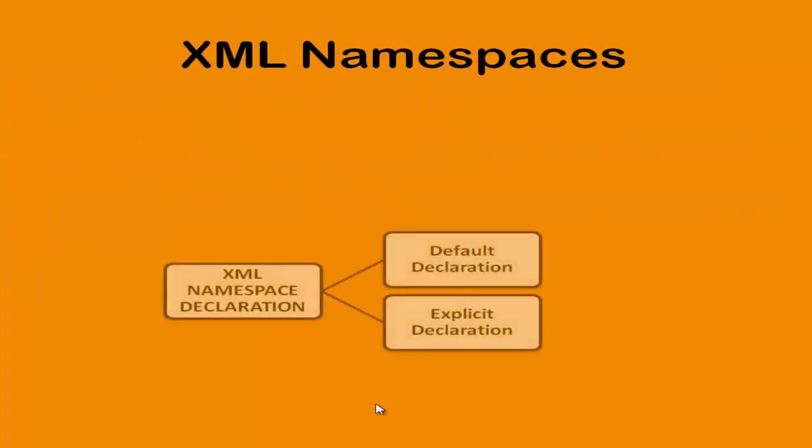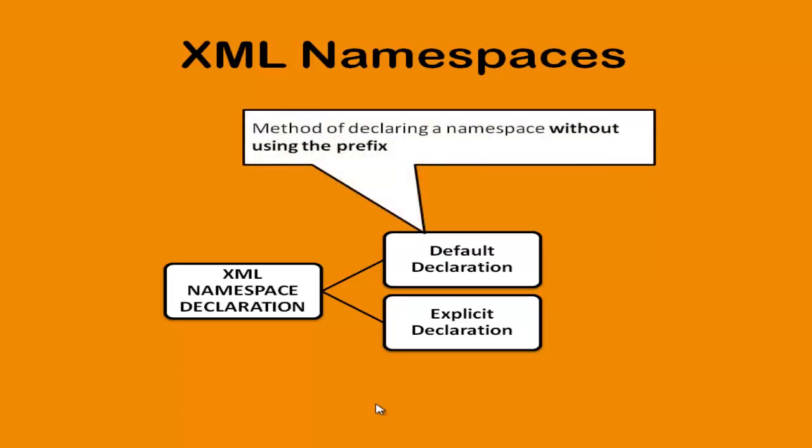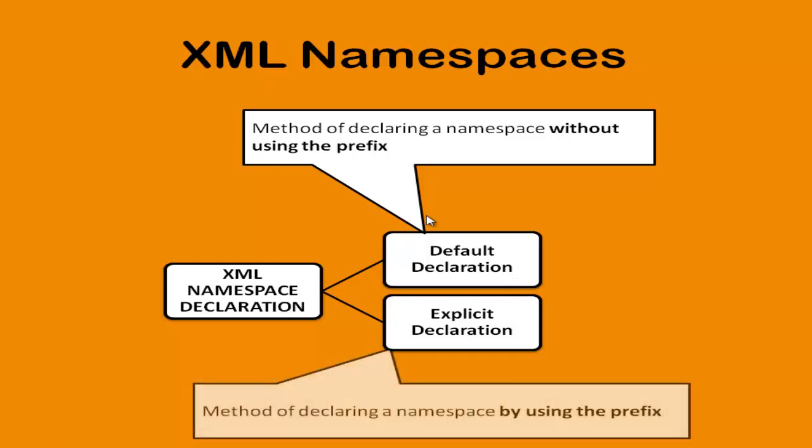Namespaces can be declared in two different ways: default declaration and explicit declaration. What is a default declaration? If you declare a namespace without using a prefix, it is known as the default declaration. If you declare a namespace by using a prefix, it is known as an explicit declaration. But most of the time we are going to use only the explicit declaration. So before going into our next topic, we'll see an example for this XML namespace.